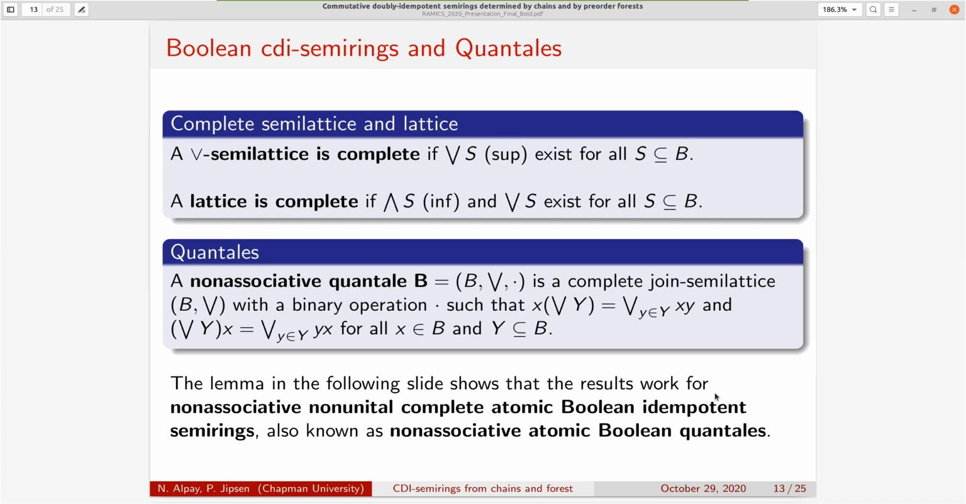Now we'll define the notion of quantales that we'll later on use in order to generalize the work. A non-associative quantale B is a complete join semilattice with a binary operation such that multiplication distributes over an arbitrary join. The lemma in the following slide shows that the result works for non-associative, non-unital complete atomic Boolean idempotent semirings, also known as non-associative atomic Boolean quantales.